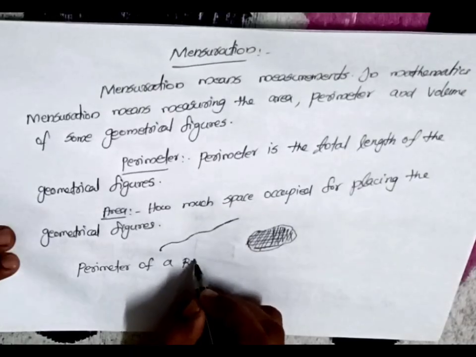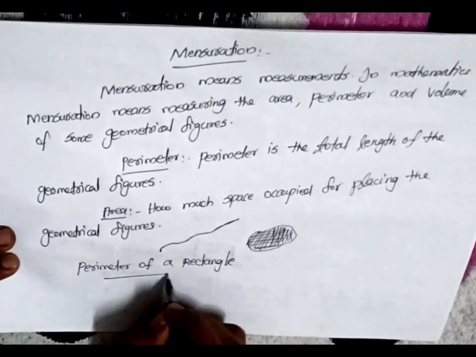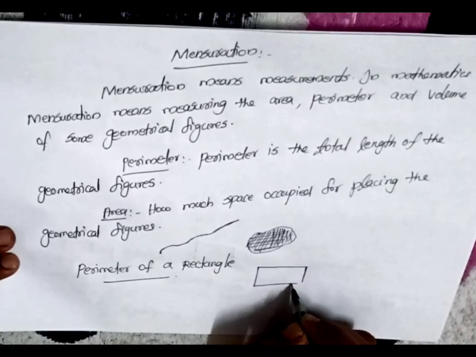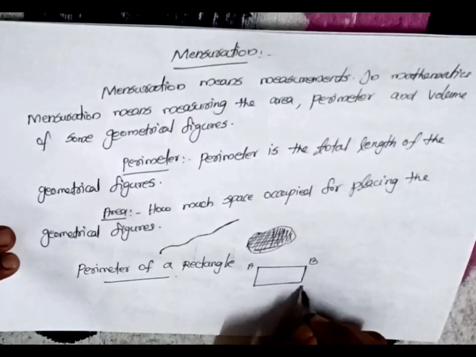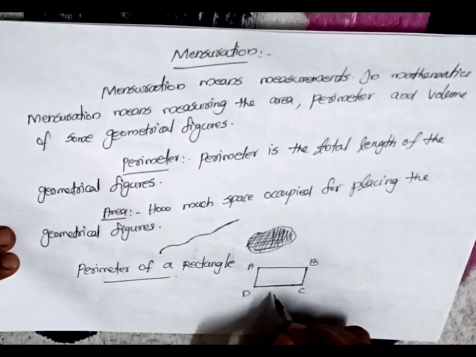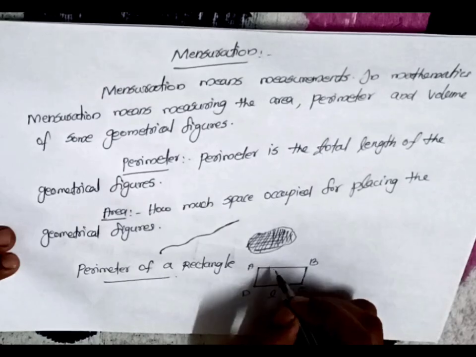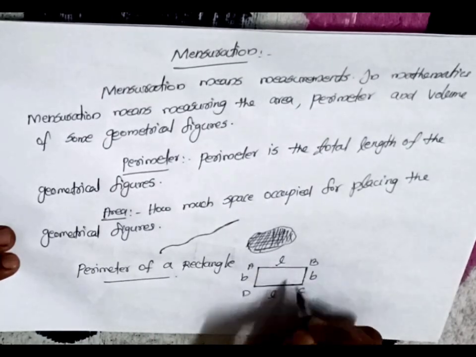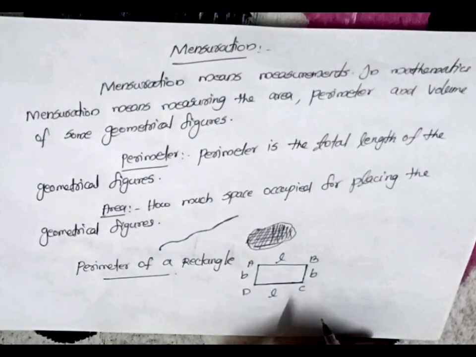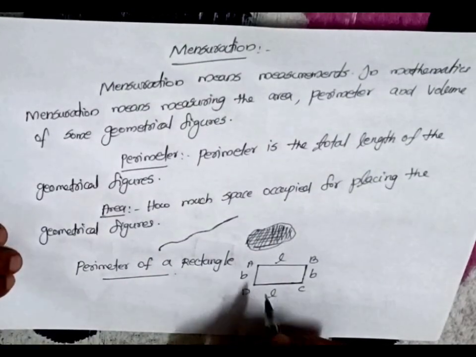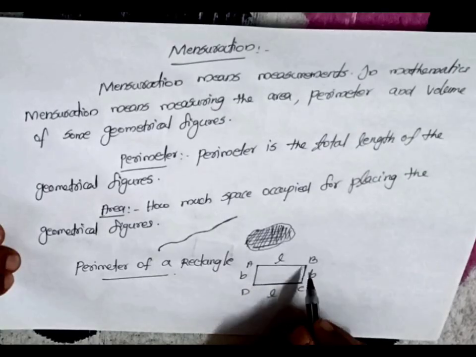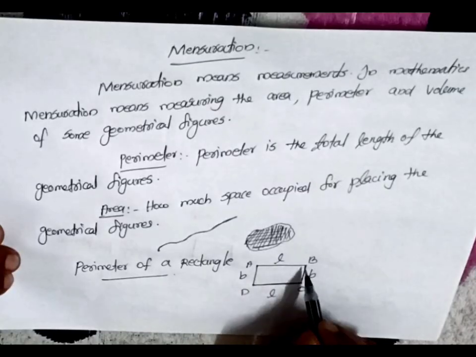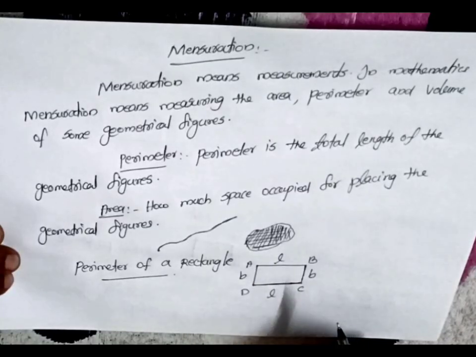Therefore, let us consider the perimeter of a rectangle. How can we find out the perimeter of a rectangle? Consider a rectangle. In a rectangle, the opposite sides are equal. Let us consider the rectangle ABCD. Here DC and AB are equal. Let us take DC equal to L centimeter and AB is also L centimeter. BC is equal to B centimeter. Then AD is also B centimeter. Here the opposite sides are equal. Next, we have to find out the perimeter of the rectangle. How can we find out here? We have to find out the total length of this rectangle. That is, here we have to add all sides. That is AB plus BC plus CD plus AD.